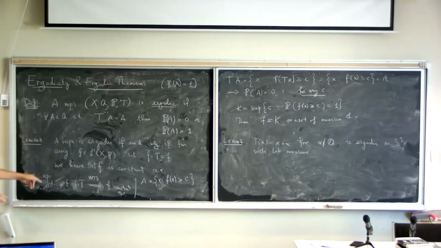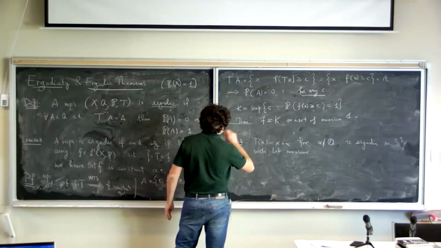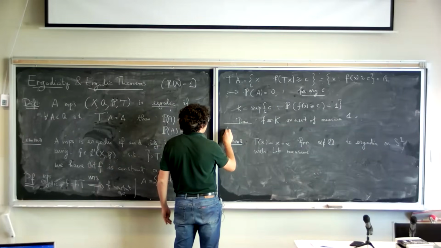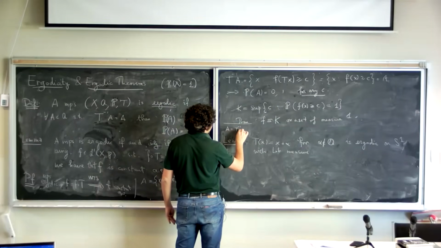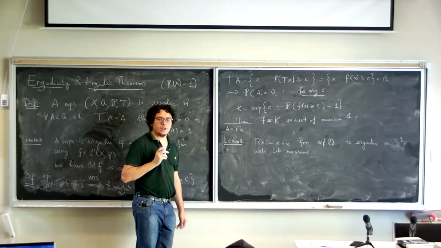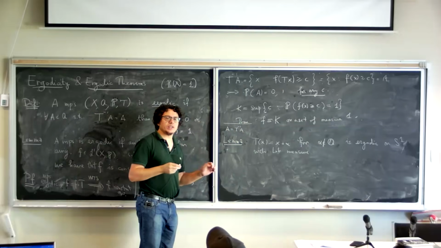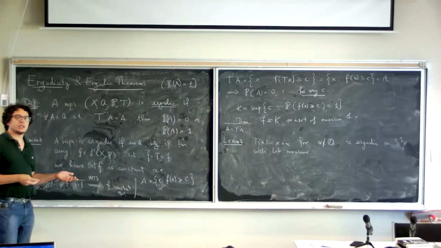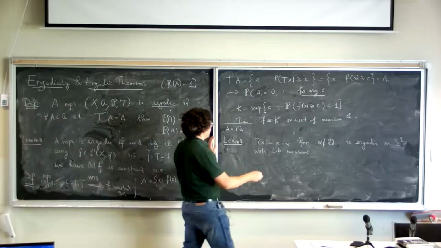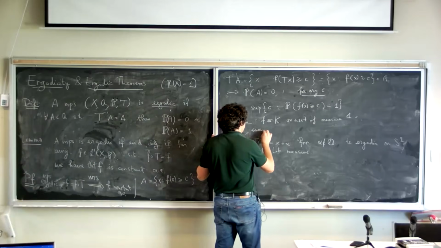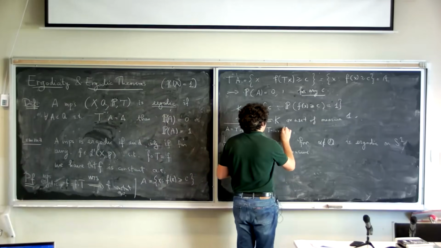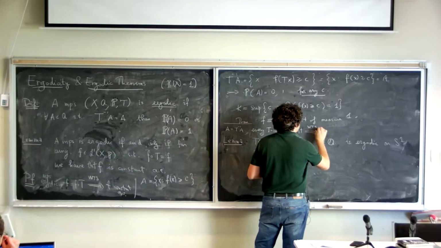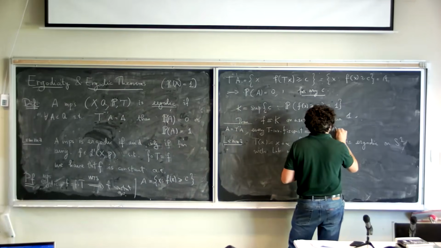Okay, and how about the opposite? Suppose that A equals T inverse of A. And we know that every T-invariant f is constant. We want to show that the probability of A is either 0 or 1.